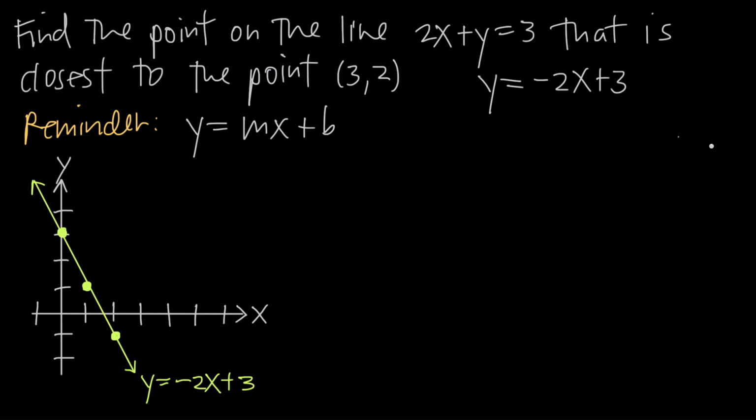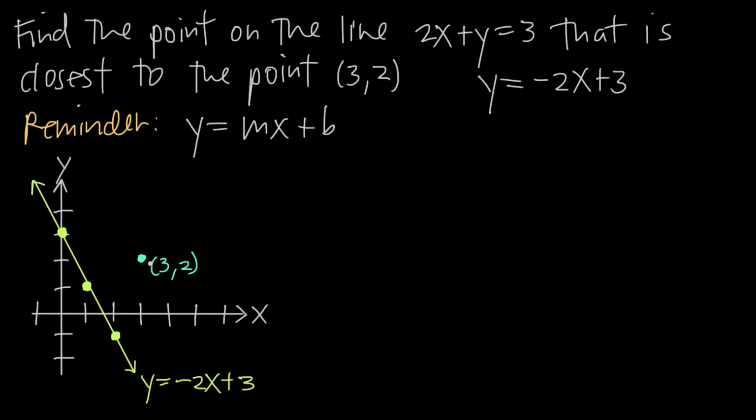Now we also have the point (3, 2). If we graph that, we go 1, 2, 3, and then positive 2. So we have this point right here, and this is the point (3, 2). Now what we need to find is the point that lies on this green line. The point has to be on this line, and we're looking for the point on this line, wherever it is, that's closest to this point here, (3, 2).